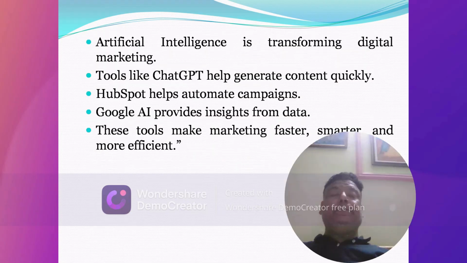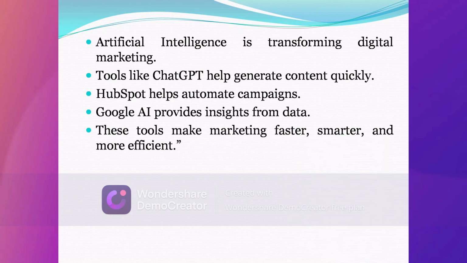Artificial intelligence is transforming digital marketing. Tools like ChatGPT, Grok, and Google Gemini are helpful to create content very fast. HubSpot helps automate campaigns. Google AI provides insights from data. These tools are making marketing faster, smarter, and more efficient.